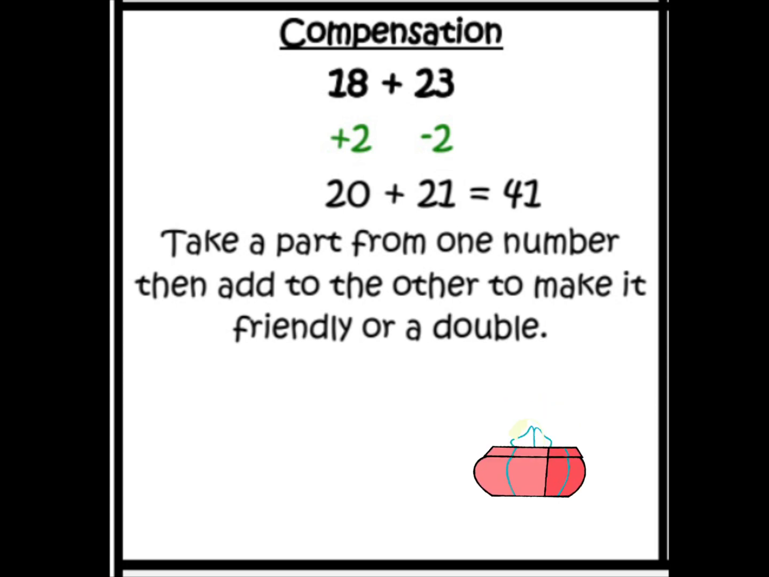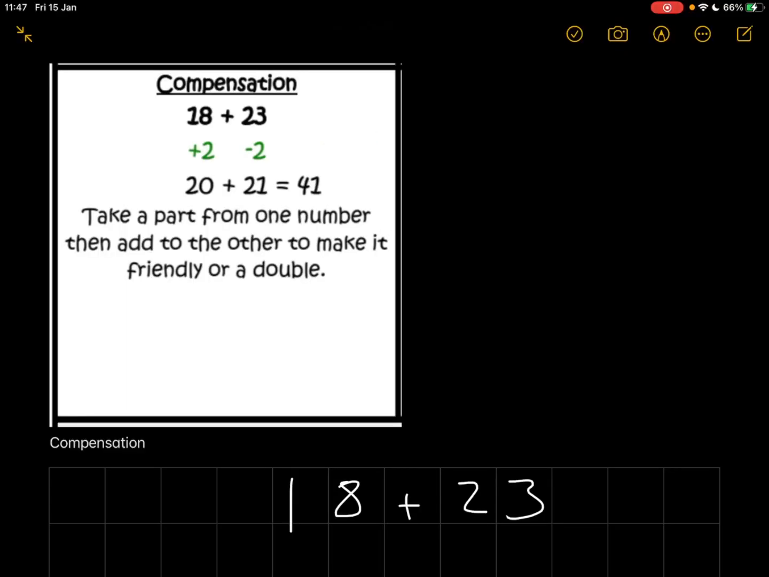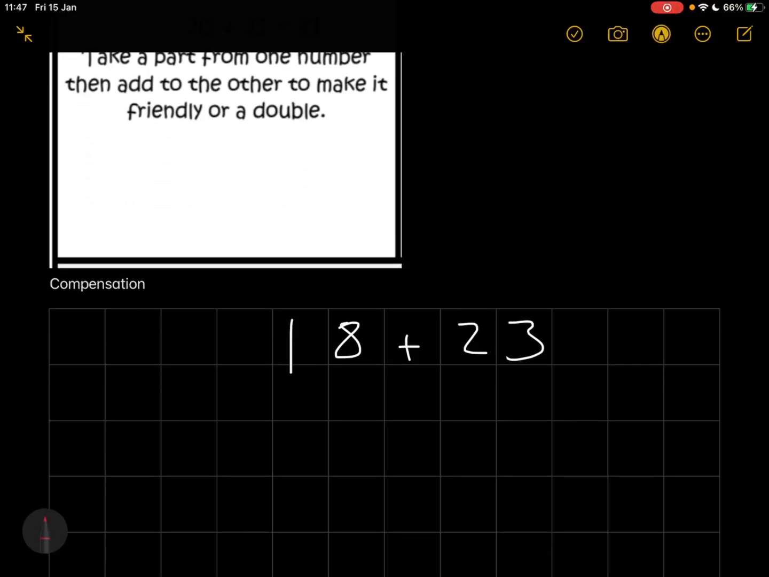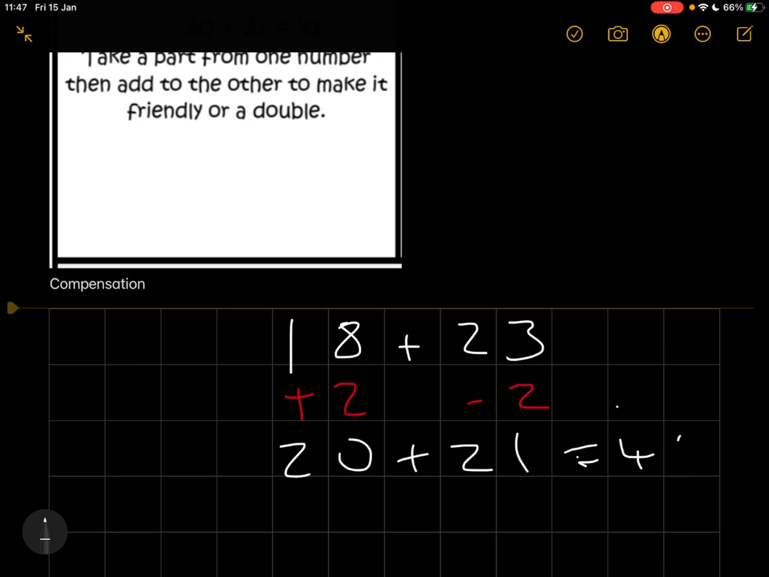Compensation. Take a part from one number, then add it to the other to make it a friendly number or a double. For 18 add 23, you might add 2 to this, which means you need to take 2 from that, giving you your new calculation of 20 add 21, which is much easier to work out.